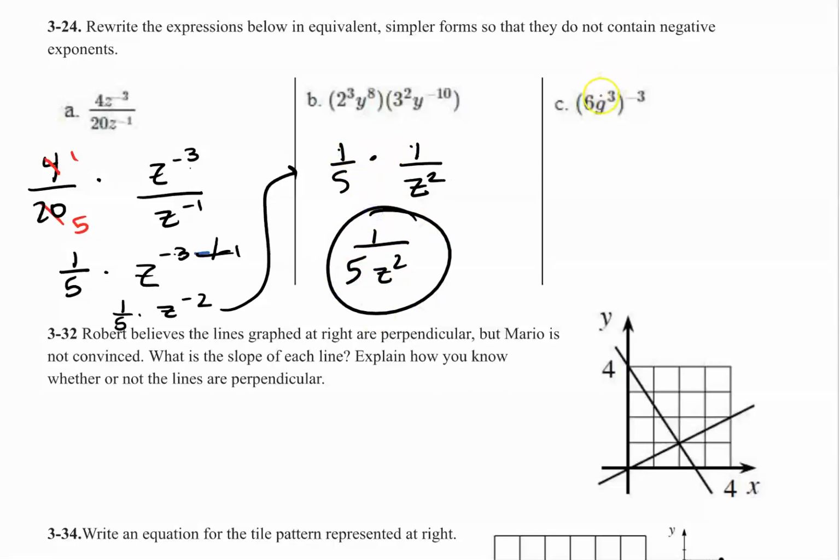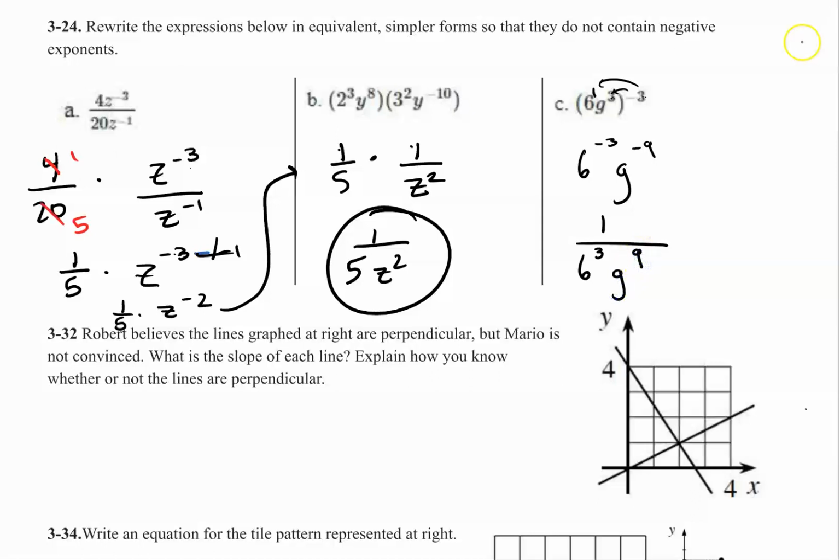C. Let's go inside the parentheses. This is 6 raised to the power 1, g raised to the power 3. Okay, when you have a power raised to a power, you multiply. So that's 6 to the power 1 times negative 3 is negative 3. And then g to the power, multiply, 3 times negative 3 is negative 9. Both of these are negative, so they both need to cross the line and change the little sign.